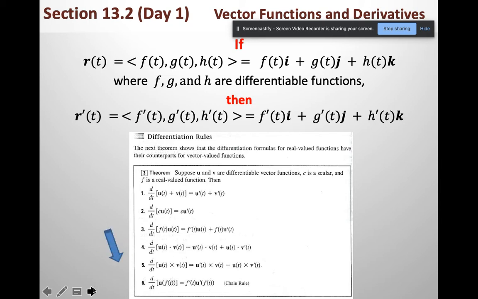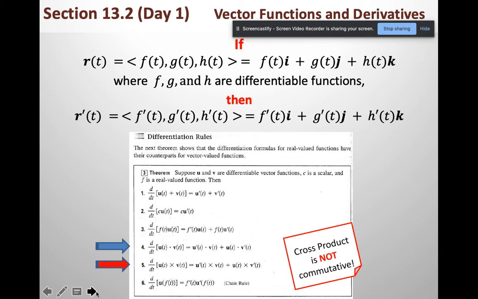But look at 4 and 5, right? 4 is the derivative of a dot product. And 5 is the derivative of the cross product. Be careful. Cross product is not commutative. Be very, very careful with that, right? The derivative of u cross v is not the same as the derivative of v cross u. And then here's the chain rule in vector valued world. Now, notice that there is no division, right? We don't really do division of vectors, right? It's just not a thing.